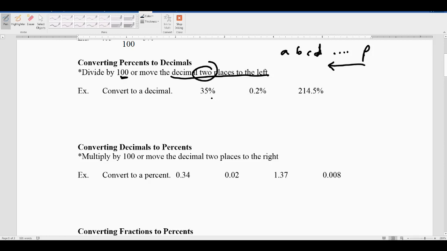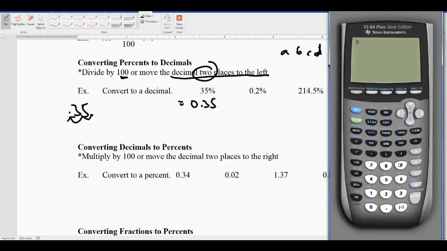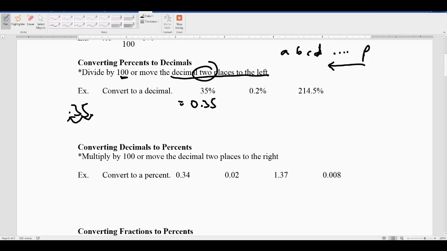So here we go. We're going to take that 35%. The decimal is on the end, and we're going to move it 2 places to the left. 1, 2. So that means that 35% is the same as 0.35. You also could take a calculator and divide 35 by 100. You get the same thing.